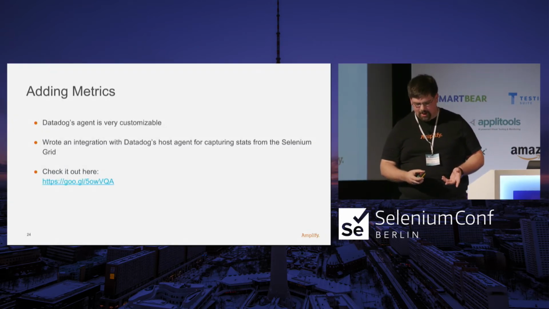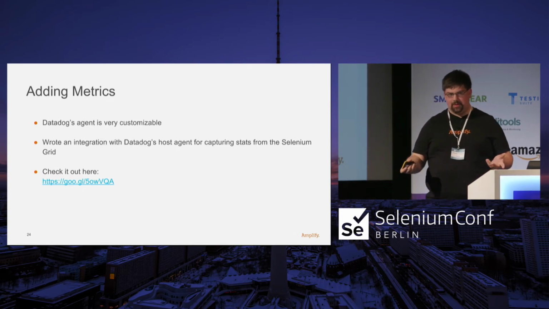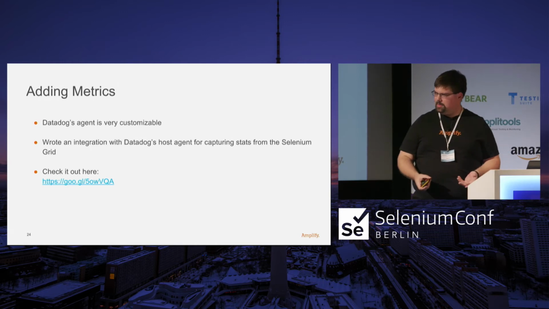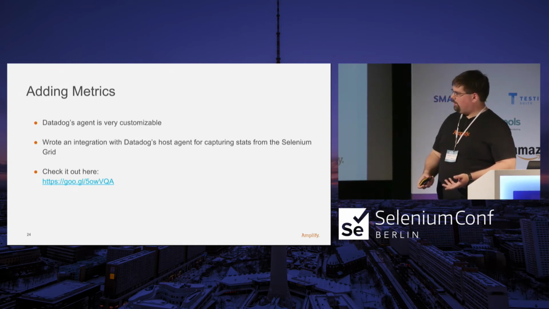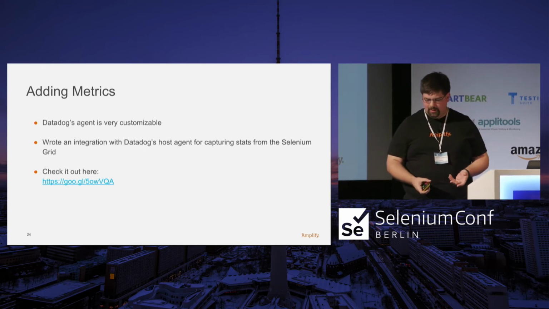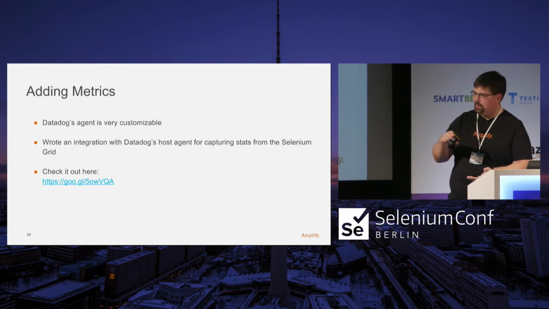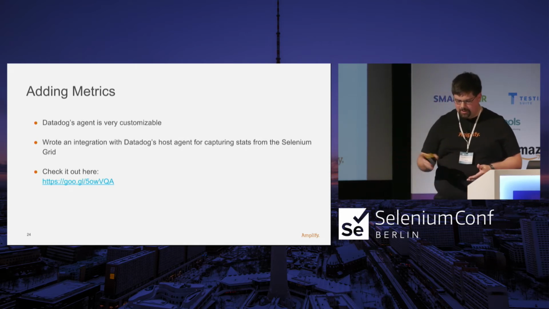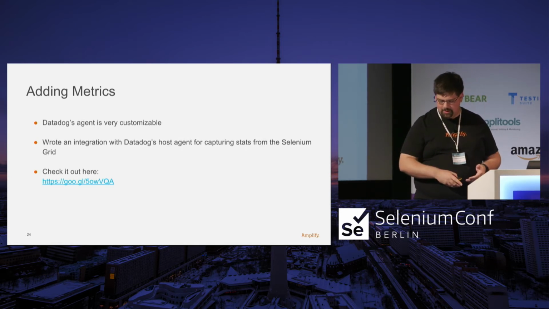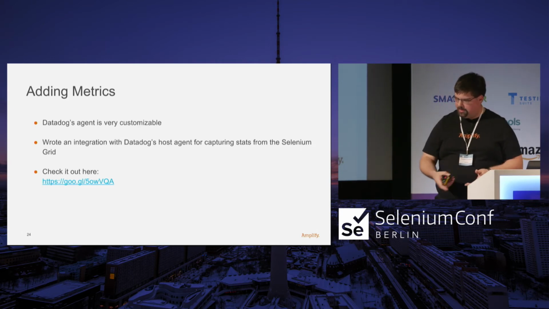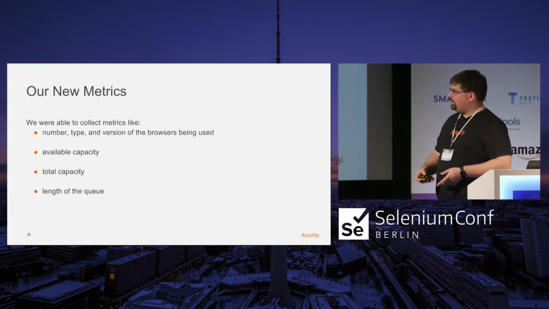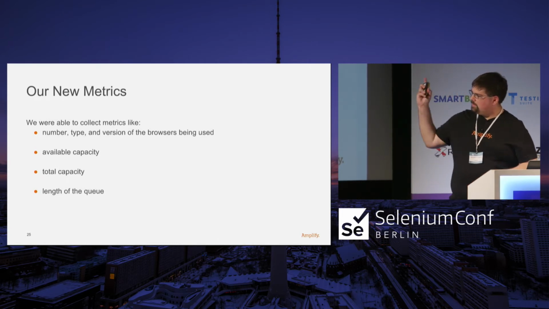And then for actually adding metrics, like I said, Datadog has an agent. It's extremely customizable. It's really surprising how much you can do with it. So basically, we wrote a little integration with their agent. It's Python code. What it does is you tell it the Selenium Grid Hub's URL. It goes there, and it figures out a bunch of metrics, and I'll talk about those metrics in just a second. If you're interested, you can check out the integration there. It's open sourced along with all the other snippets I talked about.